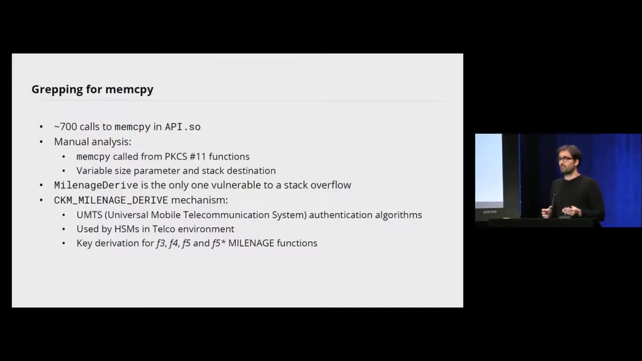So we looked at a basic memory corruption bug, stack-based buffer overflows. We did manual analysis on it, and we grabbed calls to memcpy to find a vulnerable call. There were several hundreds of calls to memcpy, but this can be done quite easily manually. After a couple of hours, we found a single call that was vulnerable to stack overflow in the Milenage derivation mechanism.